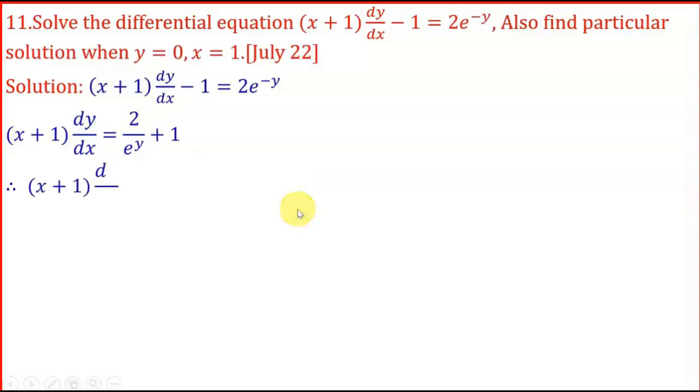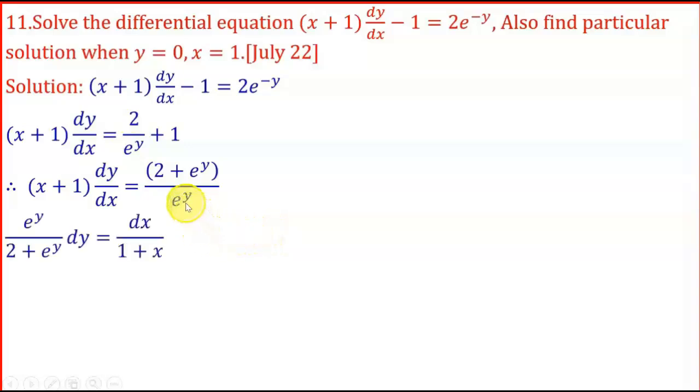Okay. Now next, after simplification of this, that is e raised to y into 1, then you will get 2 plus e raised to y upon e raised to y. Okay. Now again apply the variable separable method, that is e raised to y upon 2 plus e raised to y into dy. Shift this x plus 1 to the right hand side, then you will have dx upon 1 plus x, that is apply the variable separable method.